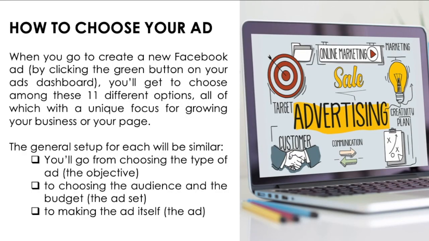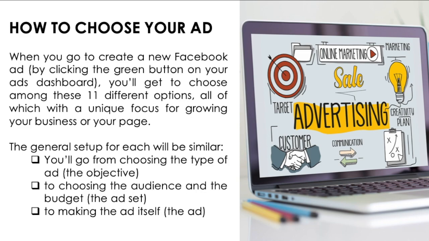When we start looking at things, we first need to learn how to choose the ads. So when you go to create a new Facebook ad, all you need to do is click the green button on your ads dashboard. That's pretty much green for go. And you'll get to choose among these 11 different options, all of which have a unique focus for growing your business or your page. But each one of them has a general setup that is pretty much similar.